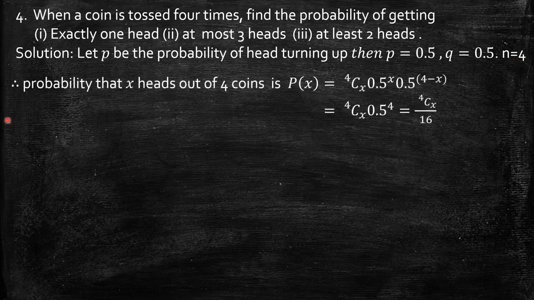So I can have the probability of x heads out of 4 coins. The probability function here is p of x equal to 4Cx 0.5 power x into 0.5 power 4 minus x. The bases are the same, so by the indices law, a power m into a power n is a power m plus n, which gives 0.5 power x plus 4 minus x, that is 0.5 power 4, 1 by 2 power 4, so that is 4Cx by 16. Once we get the probability function, now I can solve the probability in each case.